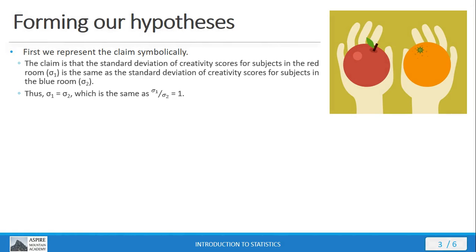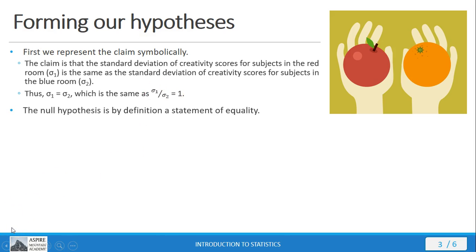So we're going to write our claim to say that they're going to be the same. So sigma 1 is going to equal sigma 2. But typically when we're doing our F-test, we express this in terms of a ratio. So that's the same as saying sigma 1 divided by sigma 2 equals 1. If I just take this expression and divide both sides by sigma 2, this is what I get.